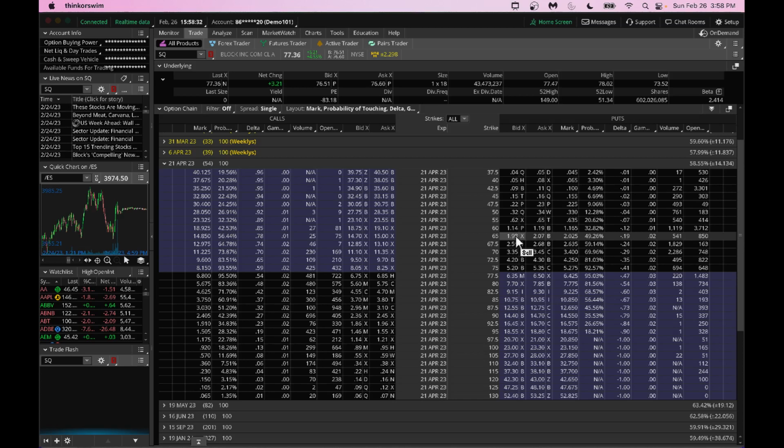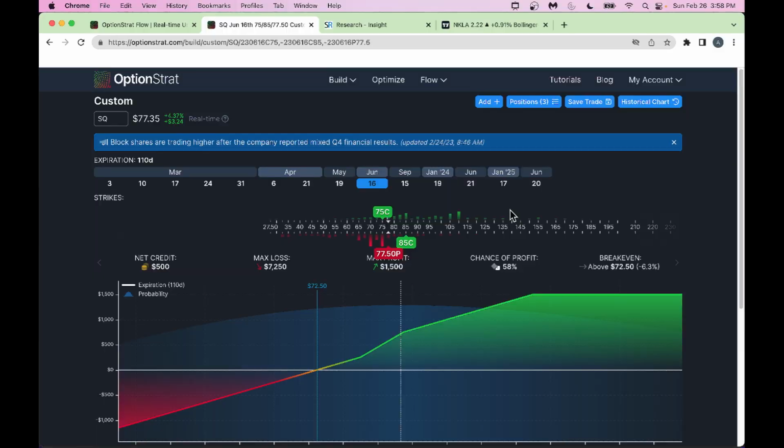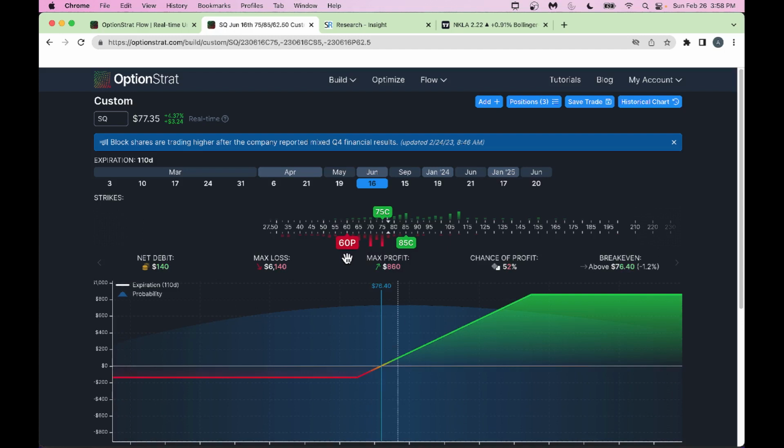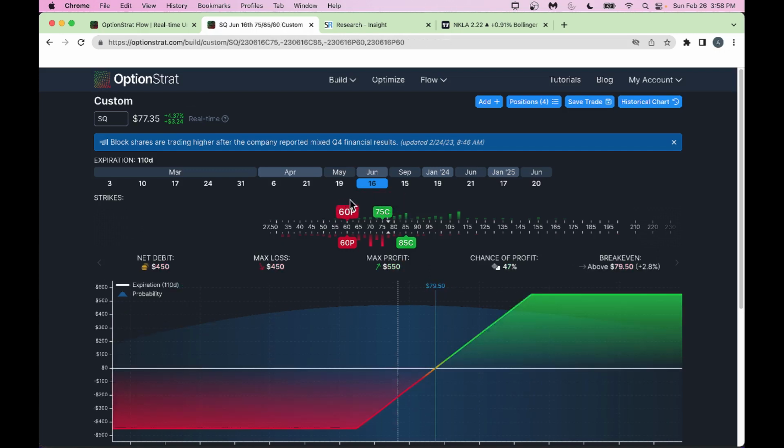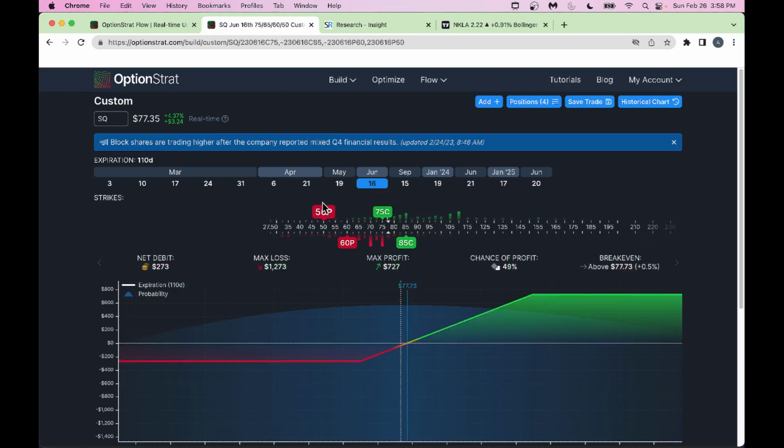Let's not take too much risk. Let's do a 60/50 put spread here. Go back here, and I will add a put here, 60, and I will buy back at 50. Let's add one more. I'm buying a put. I'll buy at 50, as you can see here, $10 wide. Look, now I reduced the amount required from 450 to 273 here.